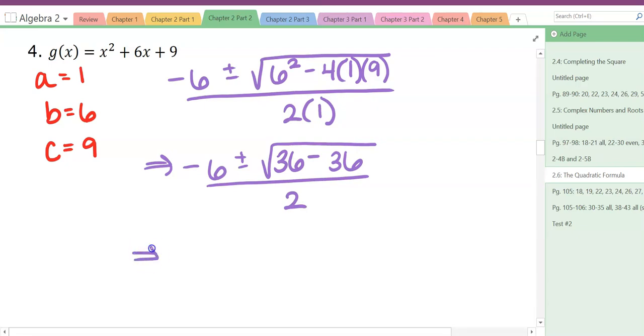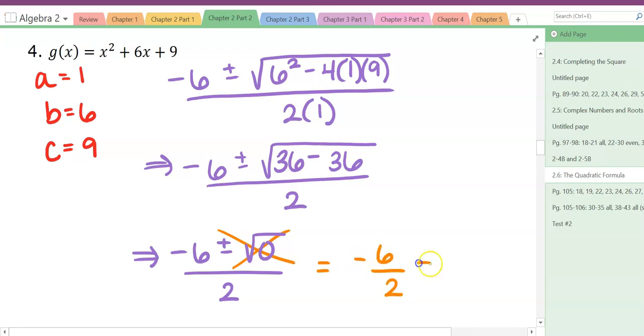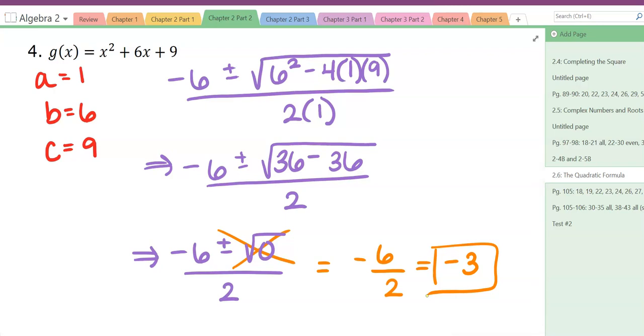Okay, so when this happens, you've got negative 6 plus or minus the square root of 0, which is 0, because 0 times 0 is 0. So basically, this is going to go away, and you're going to be left with negative 6 over 2, which is negative 3. And that's how you get the 1 number. So if you have a problem like that, the 0 should always appear underneath the square root sign if it's that same number 2 times.